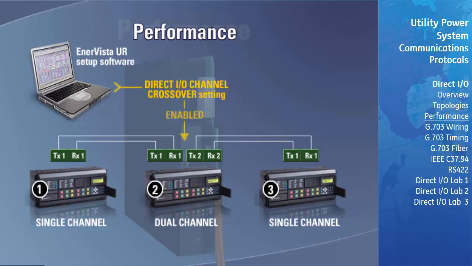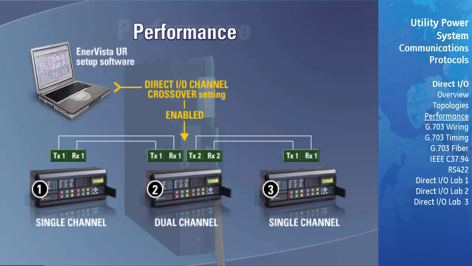In this example, this setting should be enabled on UR number 2. Once enabled, UR2 will forward messages received on Receive 1 out on Transmit 2 and messages received on Receive 2 to be forwarded out on Transmit 1. This will allow all relays to have access to all direct I/O data.